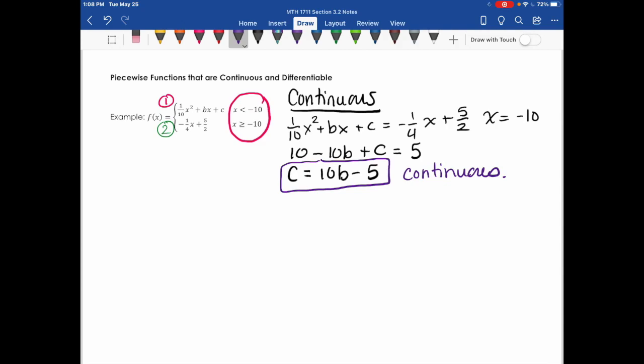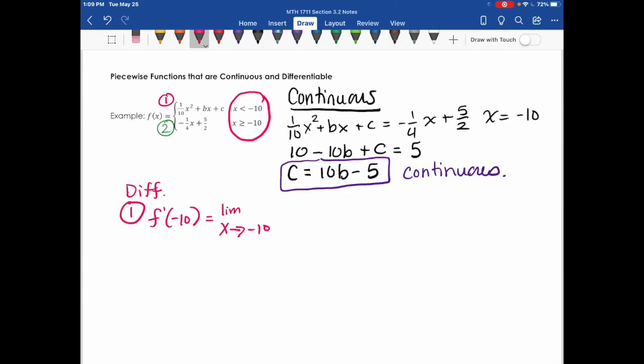We want those tangent lines to be the same and have the same slope. So in order to make that happen, we need to show that the derivative of one piece at x equals negative 10 is equivalent to the derivative of the second piece at x equals negative 10. So let's look at the first piece first. So looking at the first piece, this is to show differentiability. Using the definition of the derivative, the derivative at x equals negative 10 is going to be the same for each piece.